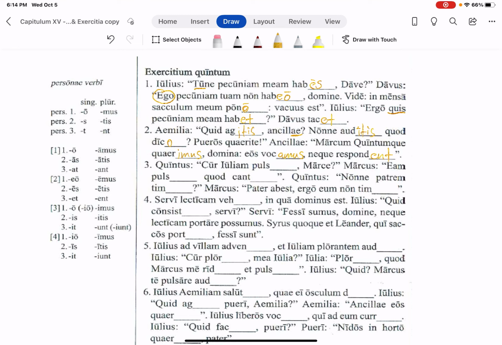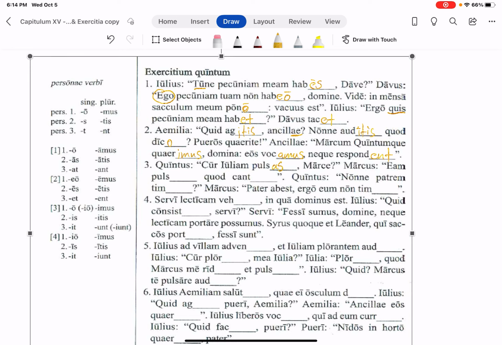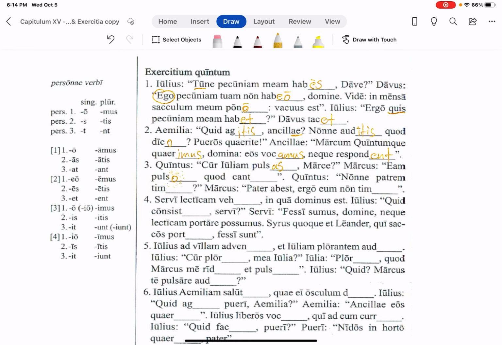Quintus replies, new number. Quintus asks, Cur Juliam pulsas Marce? He's asking in second person because he's saying, why do you, Marcus, punch Juliam? And Marcus replies, eam pulso, right? I punch her. Quia cantat. I punch her because she sings.